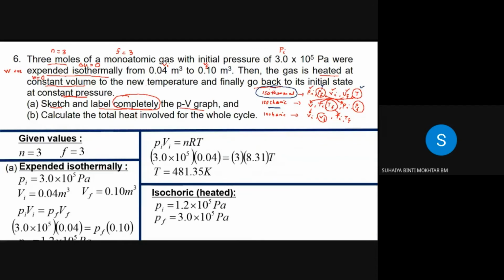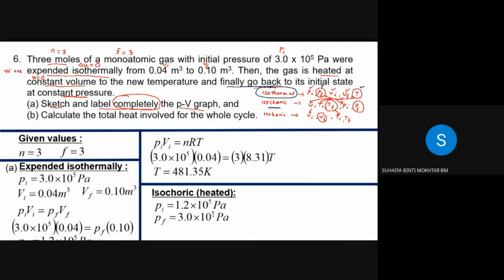To the new temperature and finally go back to its initial state at constant pressure. Okay, so it means going back to its initial state. So from the initial, we go back to the initial state, like the isothermal case. Finally, 3 times 10 to the power of 5 Pascal from the isothermal case, go back to the initial state.